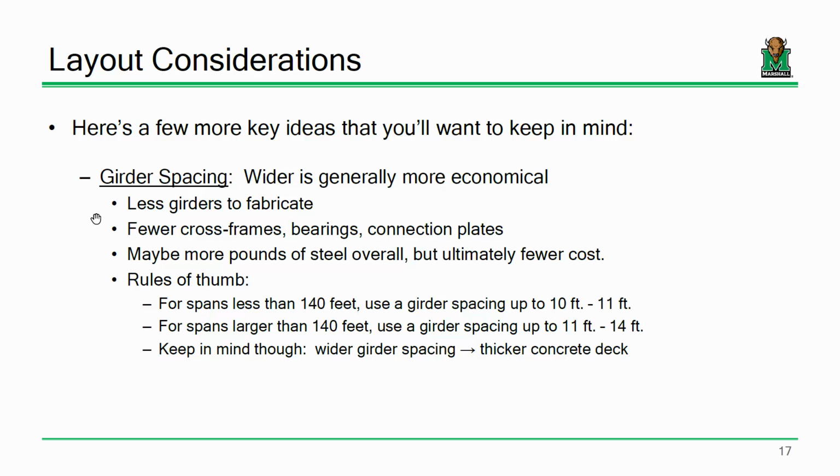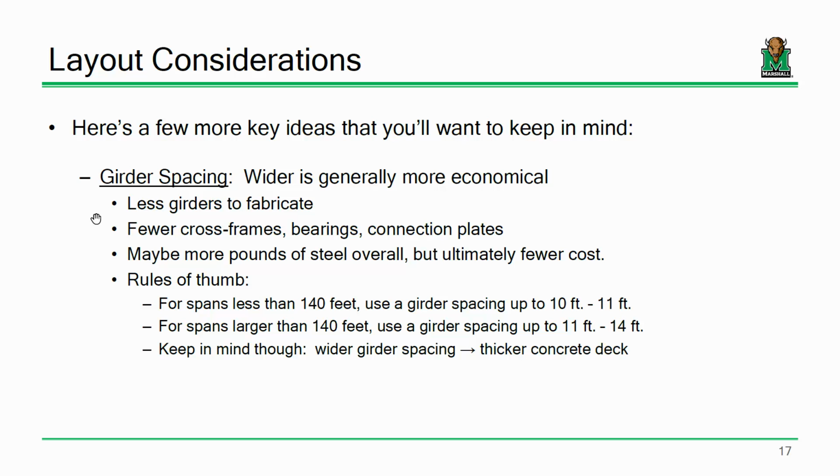So let's talk about girder spacing. In other words, how far apart your beams are from one another. Generally, wider girder spacing is more economical. In other words, if I could have 4 beams spaced at 10 feet or 5 beams spaced at 7.5 feet, I'd go with the 4 beams spaced at 10 feet.